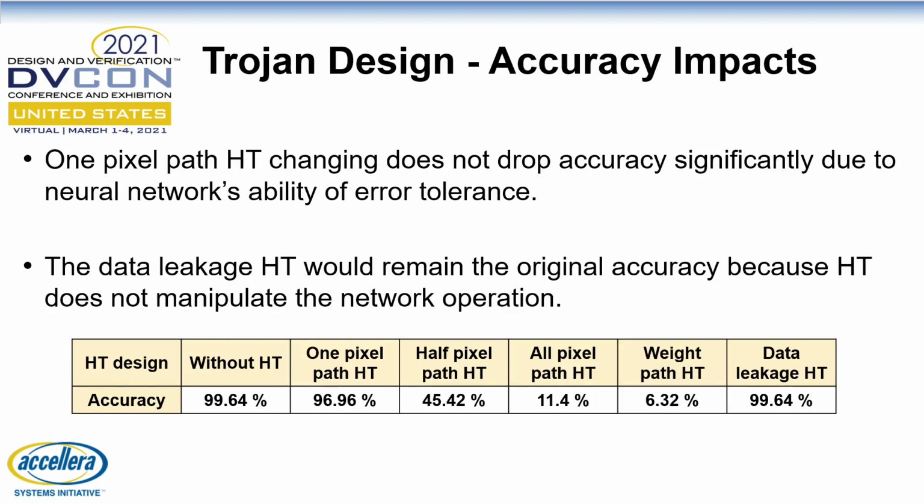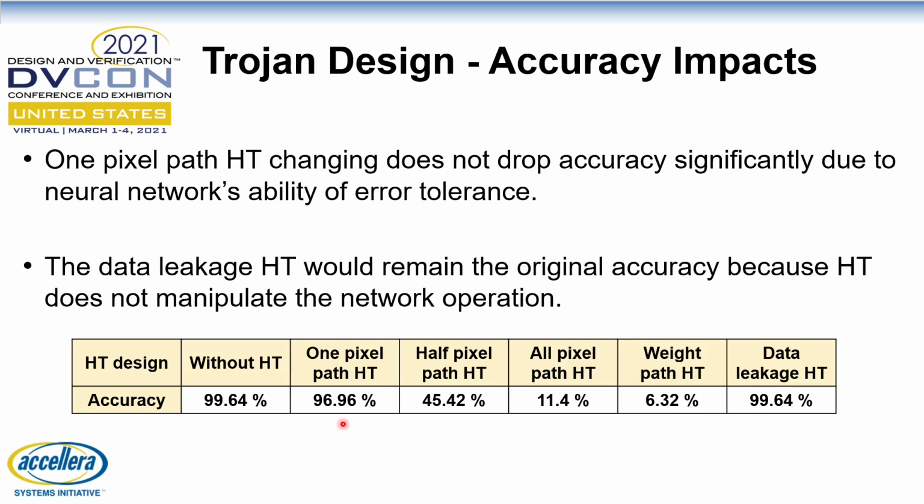We test our CNN design with 5,000 randomly selected images from the MNIST dataset, and the classification accuracy of each test case is shown in the table below. As we mentioned before, the CNN without Trojan included has 99.64% classification accuracy. For the Trojan changing the pixel data path, the accuracy of the CNN with one pixel path Trojan embedded only dropped less than 3%, which is due to the neural network's ability of error tolerance.